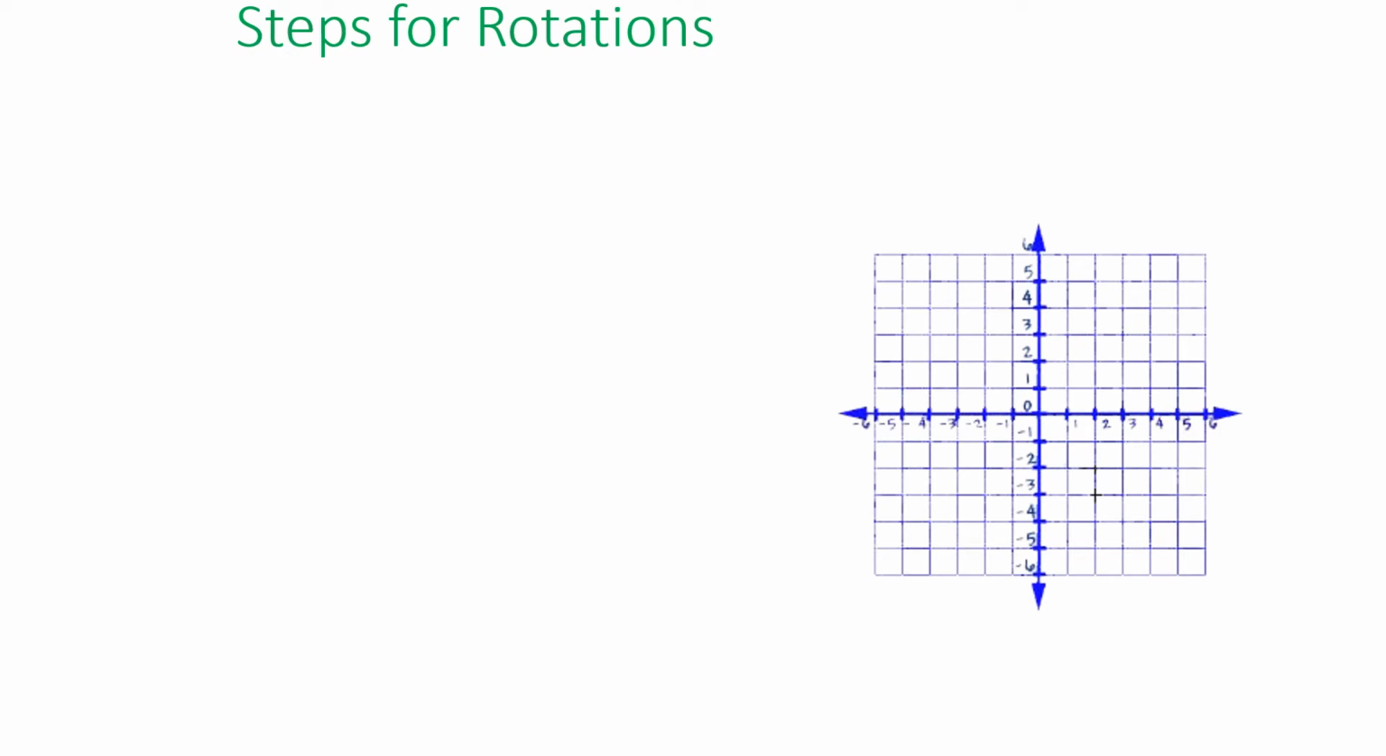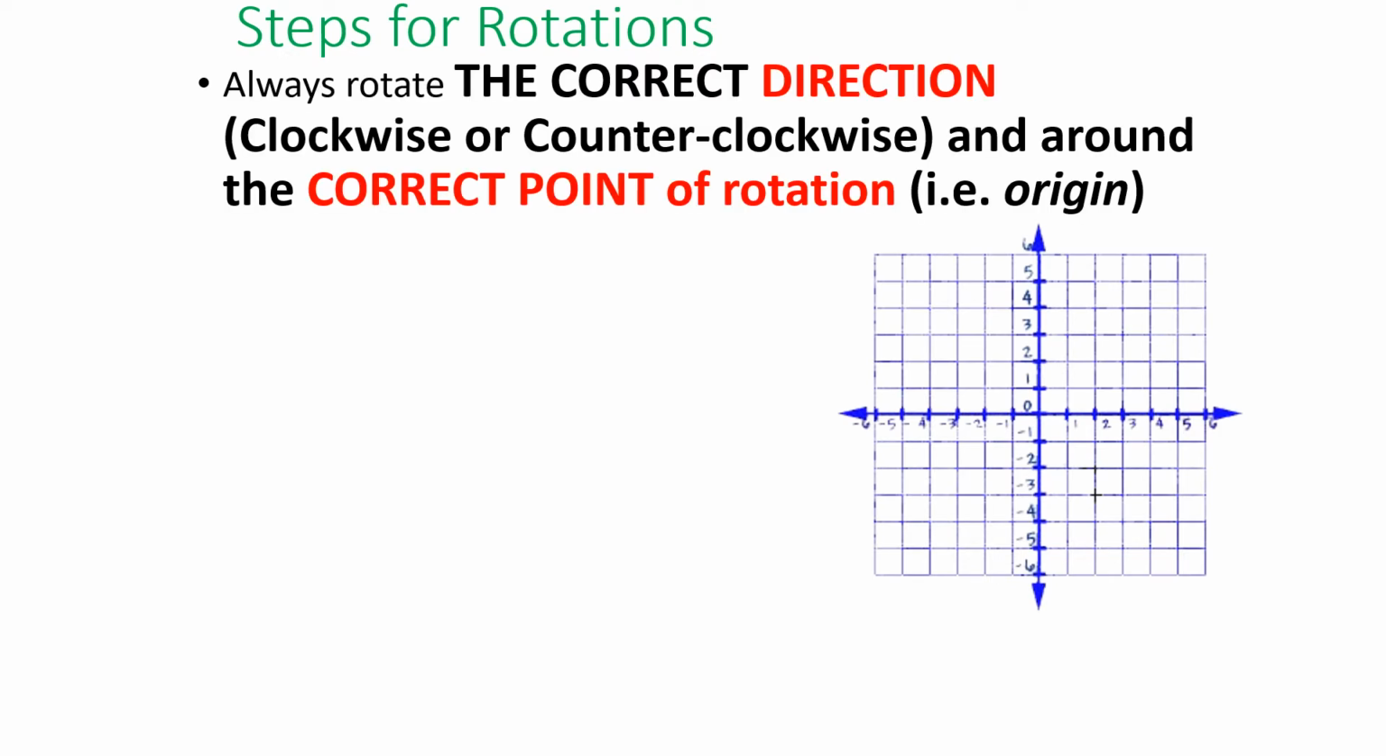Steps for rotations. Always rotate the correct direction, clockwise or counterclockwise. Clockwise is the direction the hands move on a clock. Counterclockwise is opposite the direction the hands move on the clock. Rotate around the correct point of rotation, for us it will be our origin, which is (0, 0).